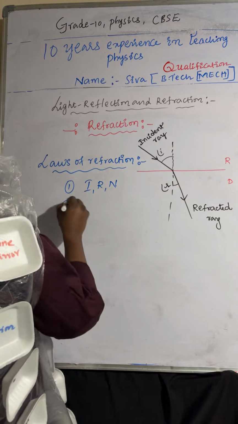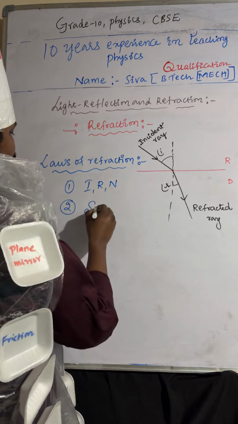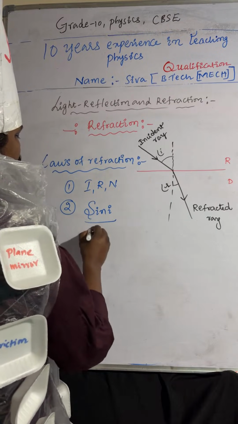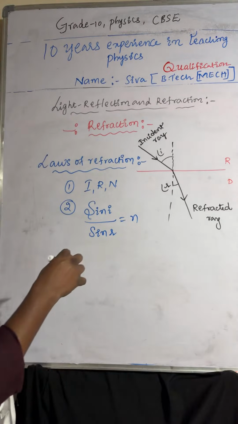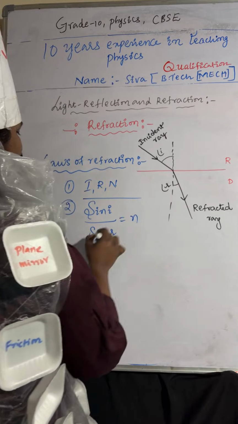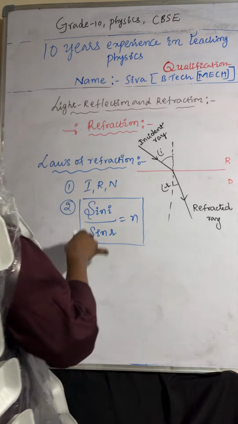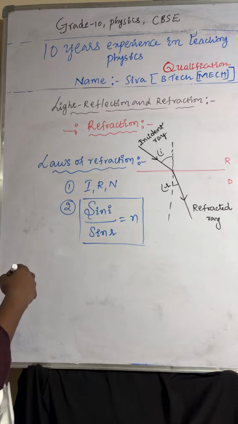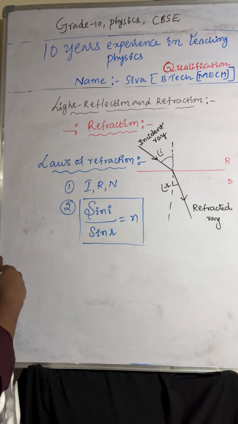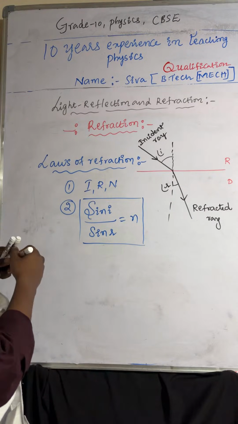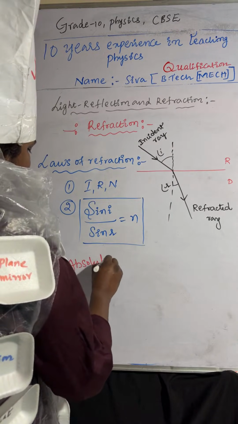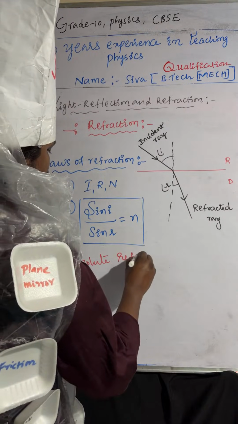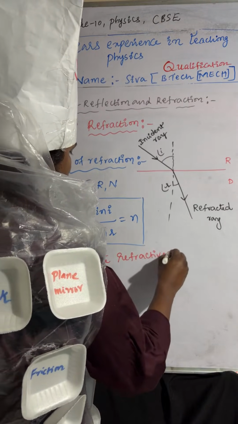Coming to the second one, the ratio of the sine of the angle of incidence to the sine of the angle of refraction is equal to a constant, that is nothing but the refractive index. Here there are two types of refractive index: one is absolute refractive index, another one is relative refractive index.